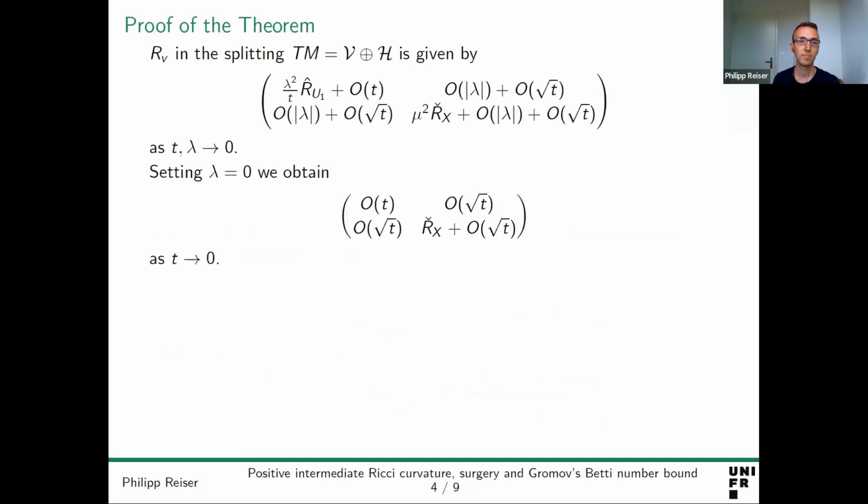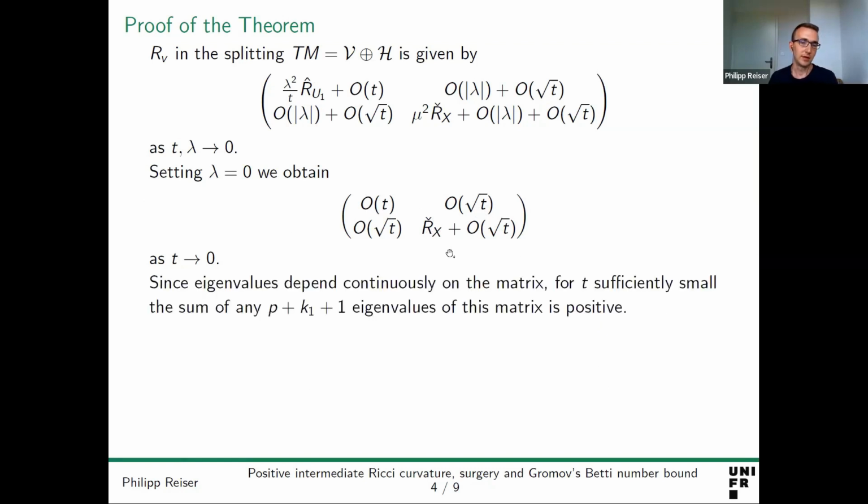Now considering this, let's first set lambda equal to 0. Then this term vanishes, also the Jacobi operator of the fiber vanishes, and we are left with this matrix. And now if t is 0, also all these terms vanish. So we end up with a matrix with a big 0 block here, here, and here, and just the Jacobi operator of the base over here. And then we can use continuity of the eigenvalues. If t is sufficiently small, the sum of any p plus k1 plus 1 eigenvalues of this matrix is positive, because we have p 0 eigenvalues here and then we need the sum of any k1 plus 1 eigenvalues here to make it positive. So we get overall this sum.